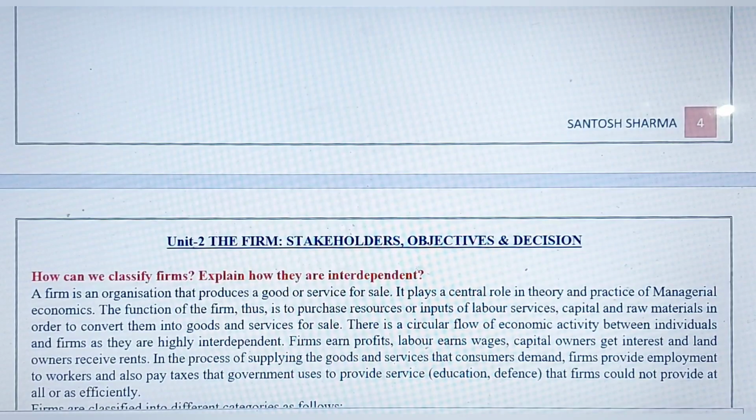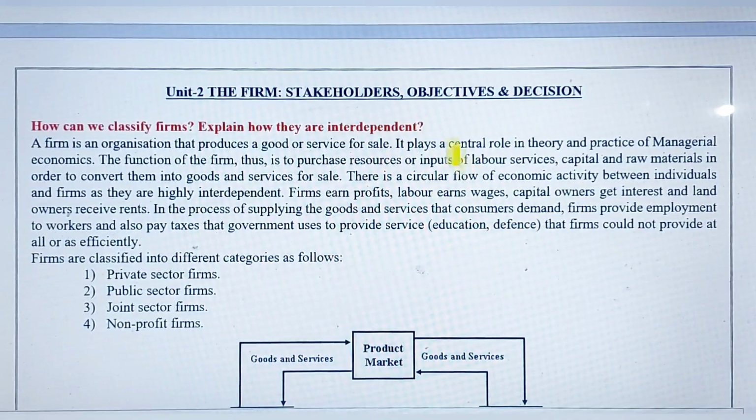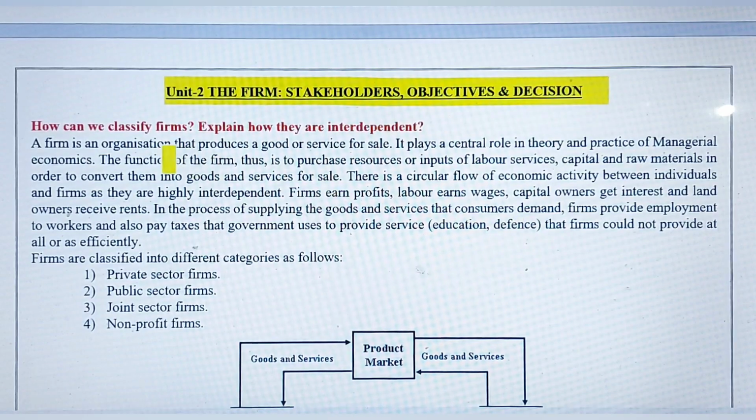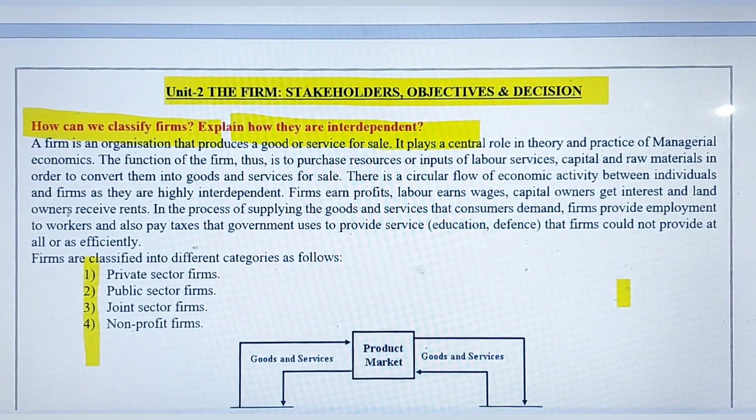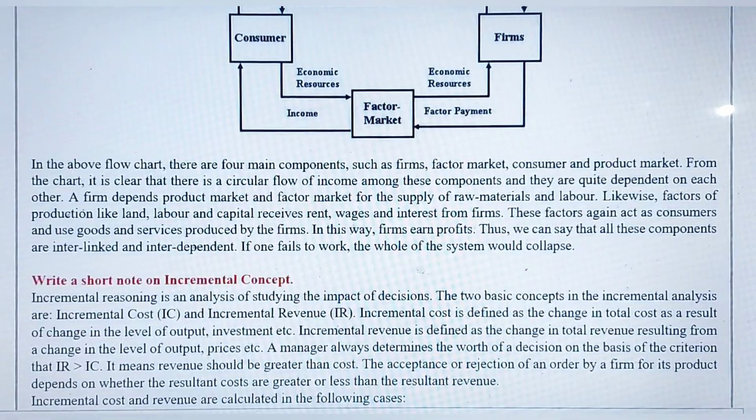Okay, so let's move on to unit 2, the firm: stakeholders, objectives and decisions. From this unit 2 you can learn this question: how can we classify firms, or what are the different categories of firms, and explain how they are dependent on one another. So these are the different types of firms: private, public, joint and non-profit making firms, and they are interdependent.